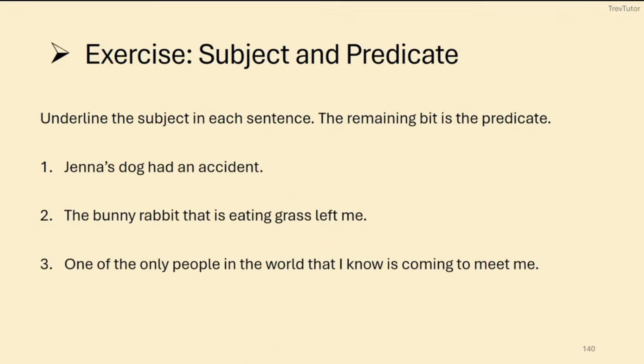So let's practice identifying them. We'll underline the subject, and then whatever's left is the predicate. So Jenna's dog had an accident. I'm going to say Jenna's dog is the subject here because we can replace it with the word it. It had an accident. That means that had an accident and everything else is the predicate.